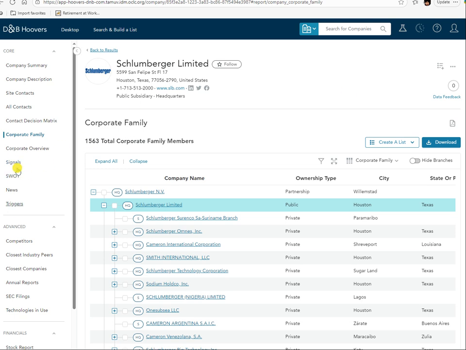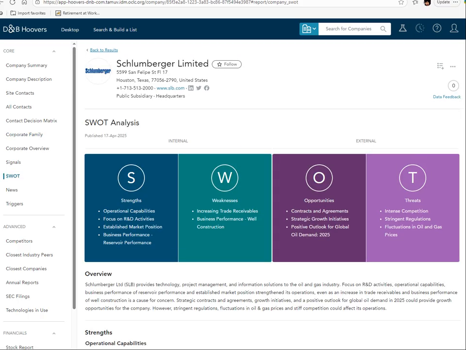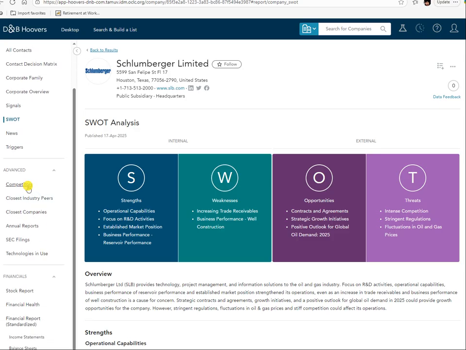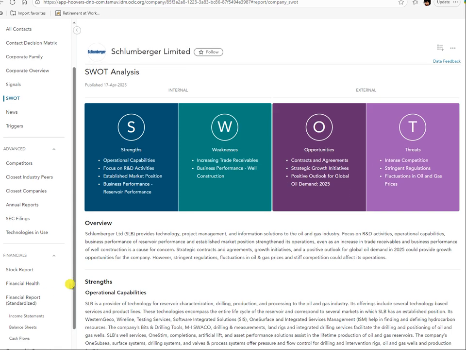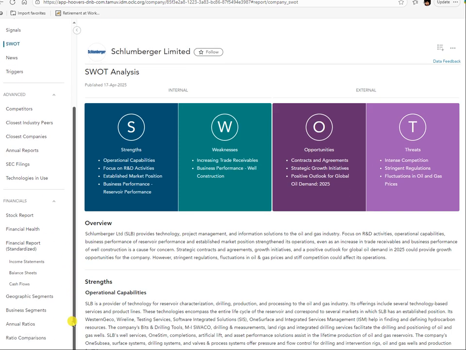Right here is something interesting if you are doing the management courses. You can see the SWOT analysis, right? This is an analysis that's required for the cornerstone courses, and you can easily get that information here. In the advanced sections, you can check their competitors, closest industry peers, annual reports, and the standardized financial information, which you can download for analysis. Right, annual ratios. It also has ratios.